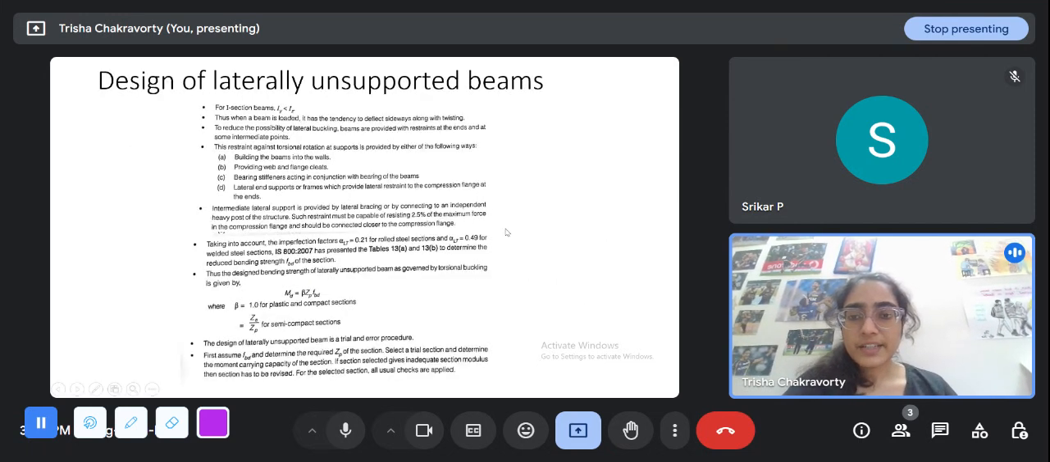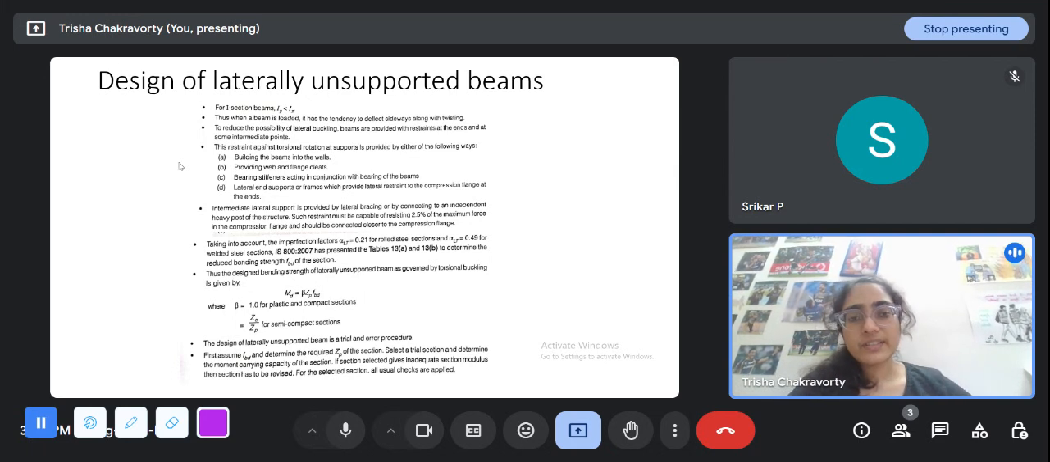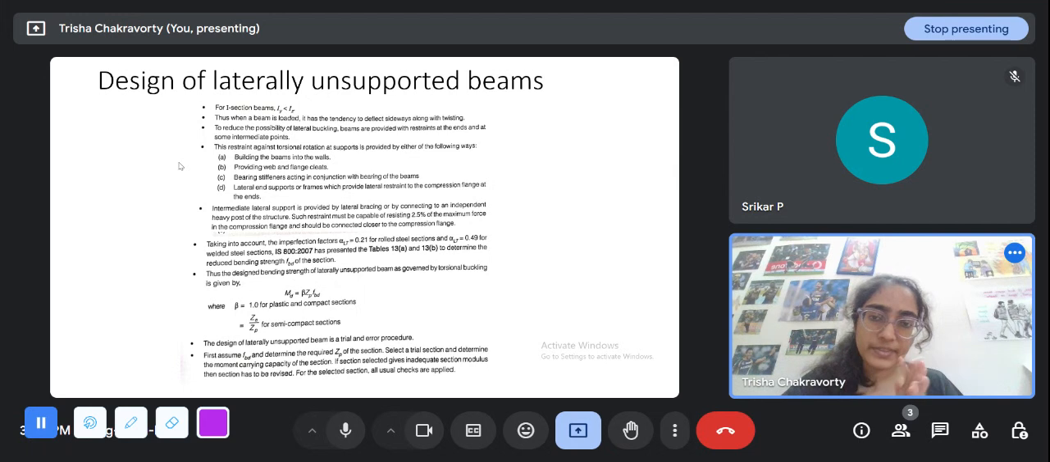For I section beams, Iy is less than Iz. So when the beam is loaded, it has a tendency to deflect sideways along with twisting. To reduce the possibility of lateral buckling, beams are provided with restraints at each end and at some intermediate points. This restraint against torsional rotation at supports is provided by either of the following ways: building the beams into walls, providing web and flange cleats, and bearing stiffeners acting in conjunction with bearing of the beams. Lateral end supports are frames which provide lateral restraint to the compression flange at the end.